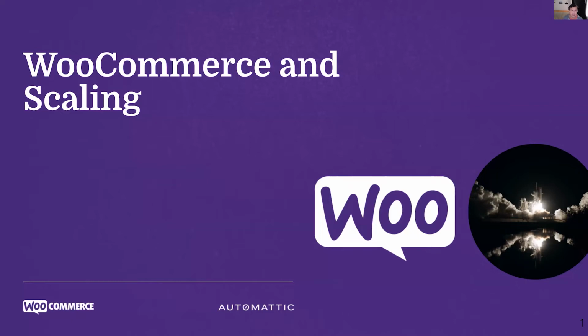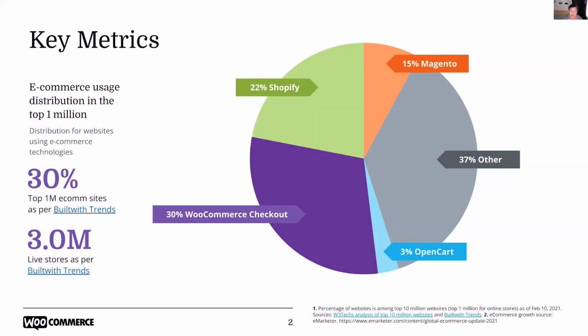So I'm going to talk a little bit about Woo, and then we'll get into some examples of customers that have scaled and the details of scaling too. So a bit of an overview about Woo. We are the number one e-commerce platform, with 3 million sites built using WooCommerce. Some of these other ones you've probably heard of, Shopify, Magento, they're all not quite there yet. So we are still the market leader in e-commerce.